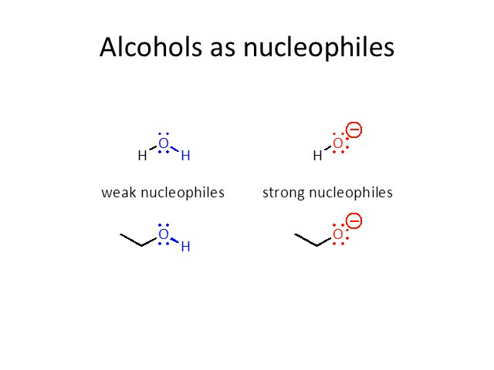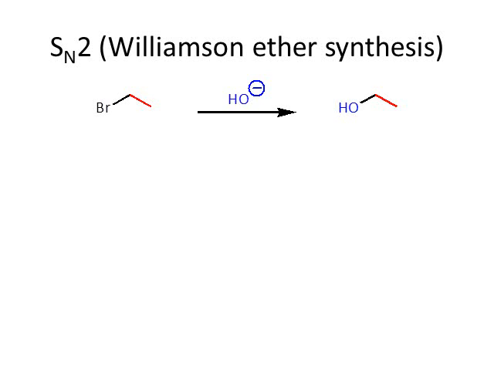First up, let's recognize that alcohols are like water. In their structure, they've got those lone pairs, and alcohols, just like water, are weak nucleophiles. On the other hand, you know that hydroxide, which is the conjugate base of water, is a strong nucleophile. If I took an alcohol and pulled off a hydrogen, I'd make an alkoxide, which is a strong nucleophile. So alcohols are weak nucleophiles, their conjugate bases are strong nucleophiles. What are some reactions that involve nucleophiles that we already know? This is all old news.